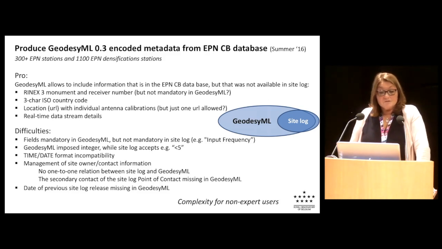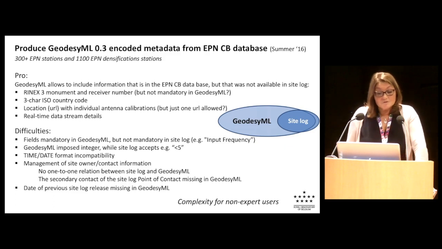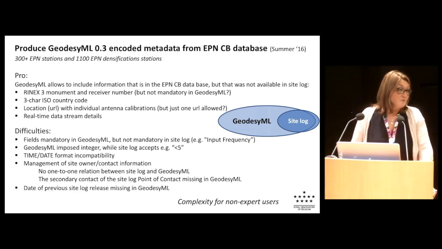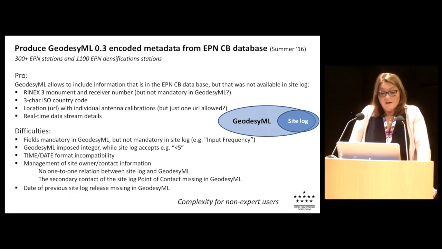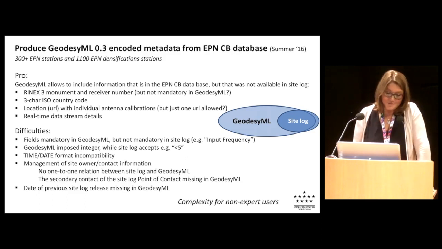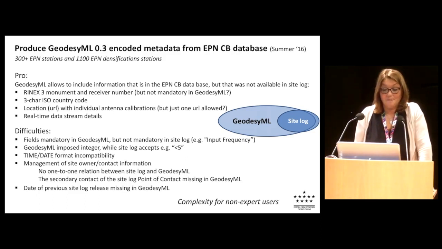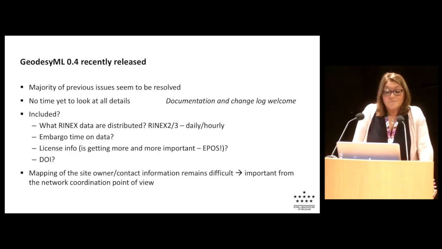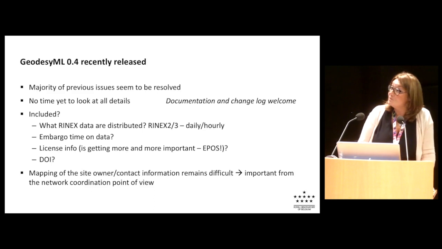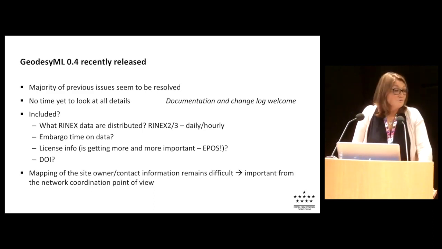So we had a couple of difficulties, and I will not go through all the details because the main conclusion is that most of them have been resolved in the new version. I already mentioned it, it is a bit complex as a non-expert user, so I must confess we spent a bit of time looking at everything. As I said, most issues have been resolved with version 0.4. We didn't have time to look at all the details, so we are still wondering at the moment if we can include information on what kind of RINEX data are distributed. Is the station doing RINEX 2, RINEX 3? Do they do hourly and daily? We think it would be nice to have it included.